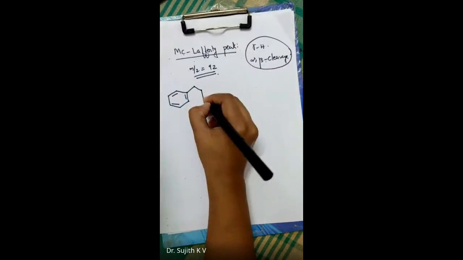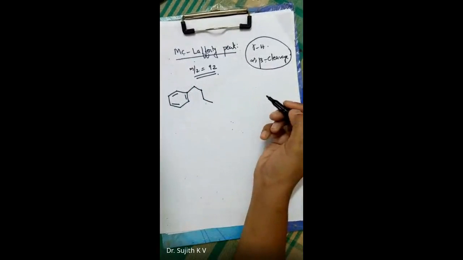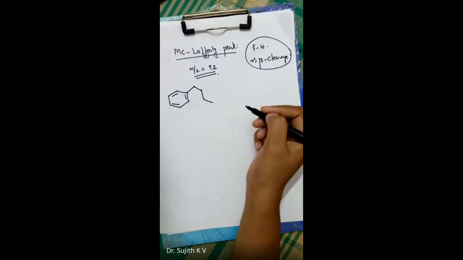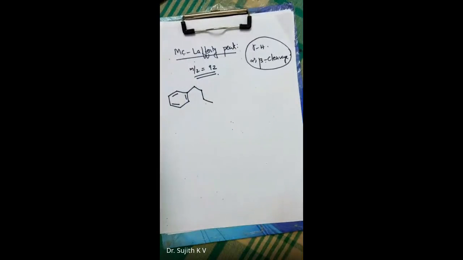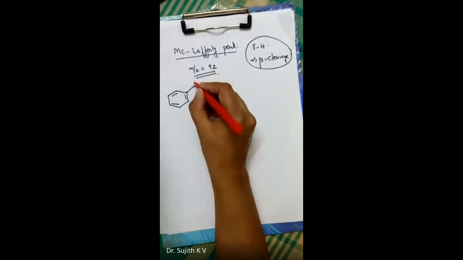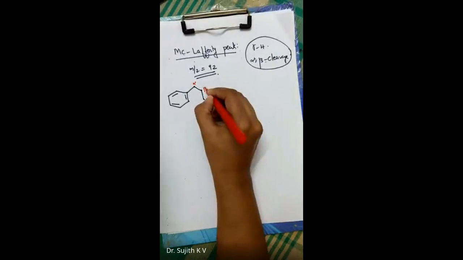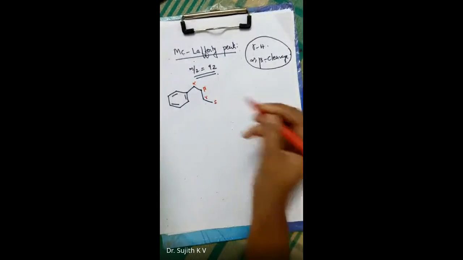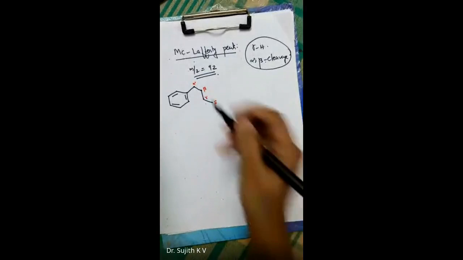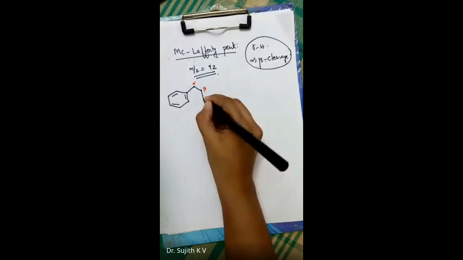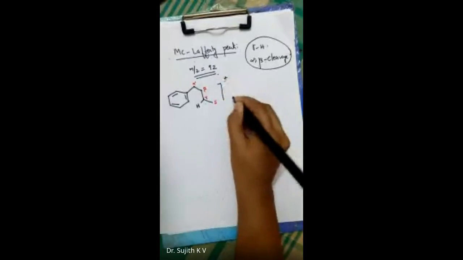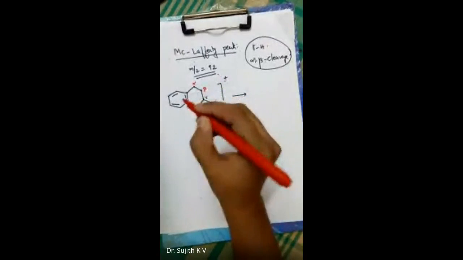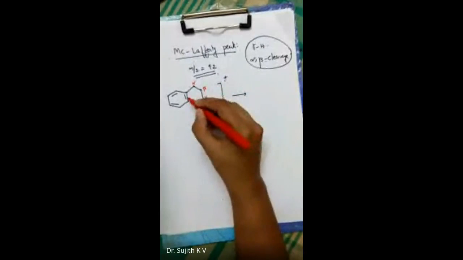1, 2, 3, and 4. This is the normal butyl chain attached to the benzene ring, and we need only the gamma hydrogen. Here alpha, beta, gamma, and delta carbons are available, but what we want is this gamma hydrogen. Now, gamma hydrogen abstraction followed by alpha beta cleavage.